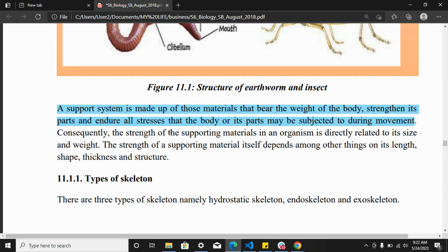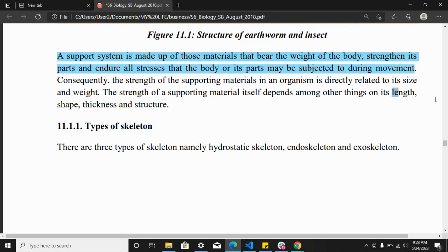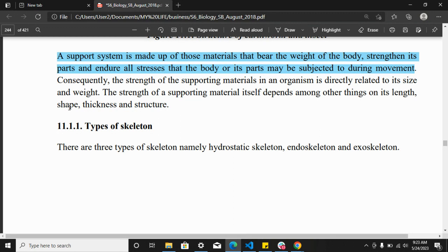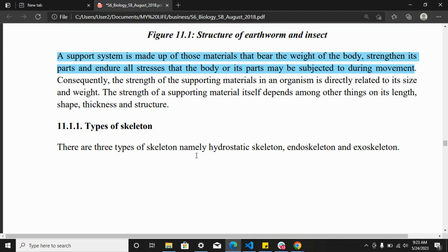So consequently the strength of the supporting materials in an organism is directly related to its size and weight. No kuvuga ngo strength ya skeleton iri directly proportional cyangwa ijyanye na weight ndetse na size organism irimo ifite, sibyo? If it's a certain kind of organism, uko iyo organism yabiteye niko bigena how strong the skeleton must be. So the strength of a supporting material itself depends among other things on its length. Vango strength ya skeleton iragendera kuri length, shape ndetse na thickness of the material ndetse na structure material yaba ifite, sibyo?